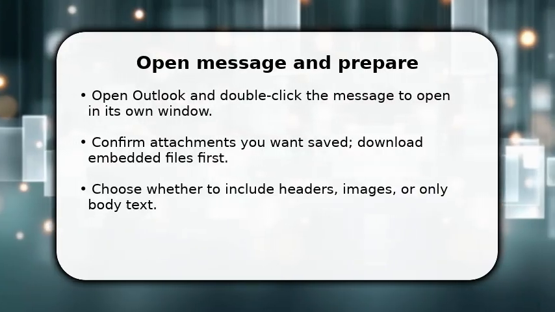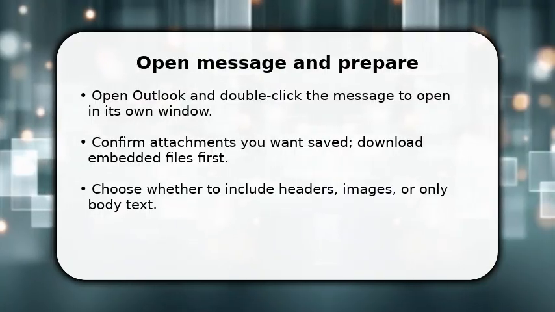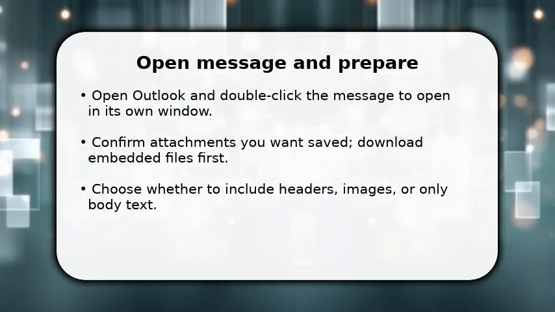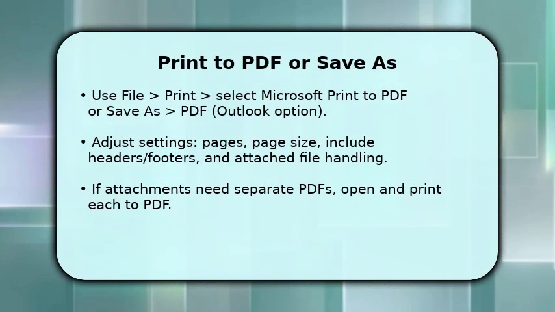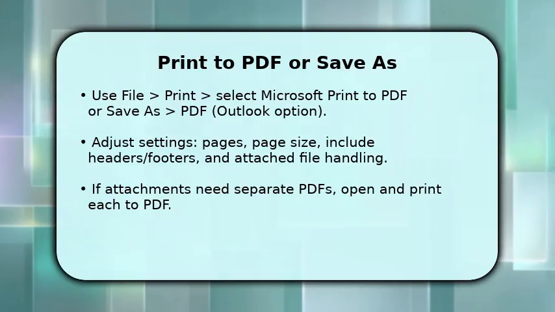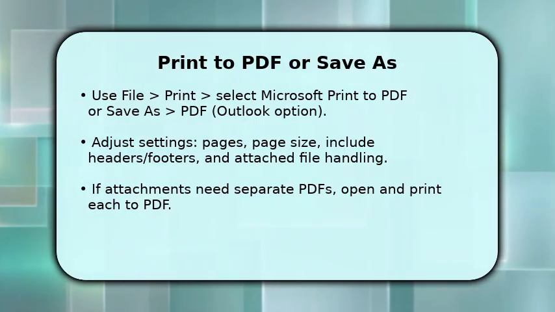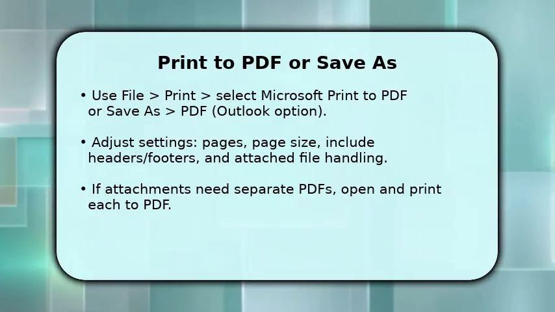Now that the message and attachments are ready, move to the export/print step to create a stable PDF copy for archiving or sharing. Now choose the PDF creation path. If you prefer a single PDF, use File Print and pick Microsoft Print to PDF. That creates one file with message content.